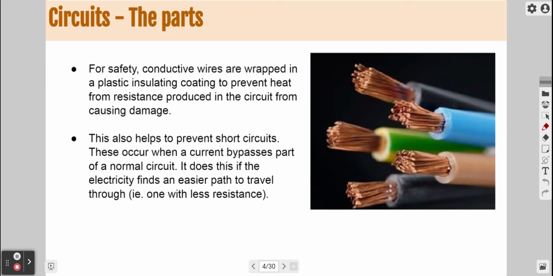A couple other things about the parts for safety. You've probably seen this before. The plastic material around the wires is for insulating, so that we prevent heat from causing any damage. In your house, you wouldn't have bare wires. You would have these wires covered with the plastic. It also helps prevent short circuits. If the wires happen to touch each other, they're not going to conduct the current through to the next wire because the plastic coating prevents that.